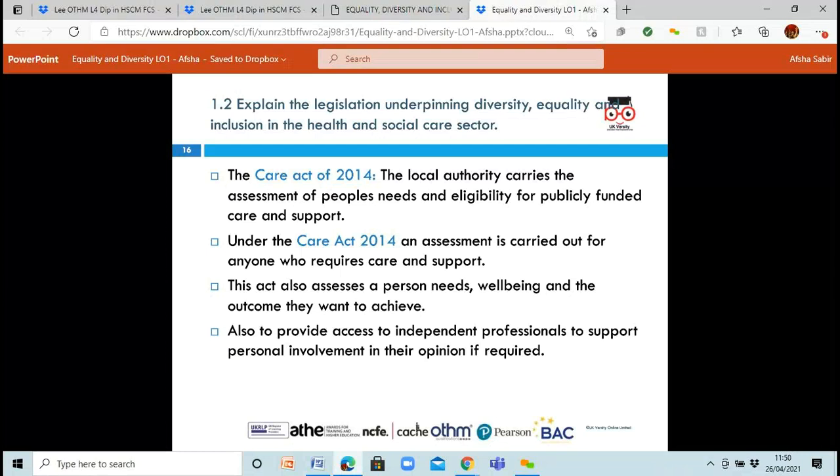So that was 1.2, just a few bits about legislations: the Mental Care Act, Human Rights Act, Health and Social Care Act, and the Care Act. Do you have any questions or anything you'd like to say?